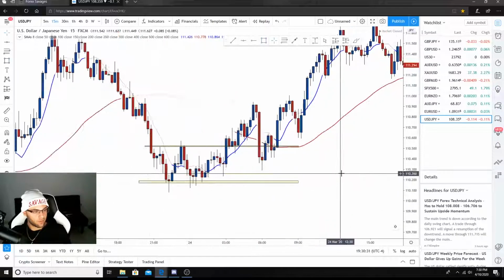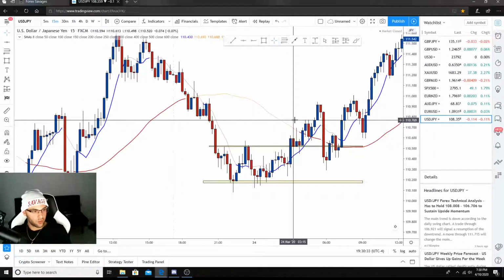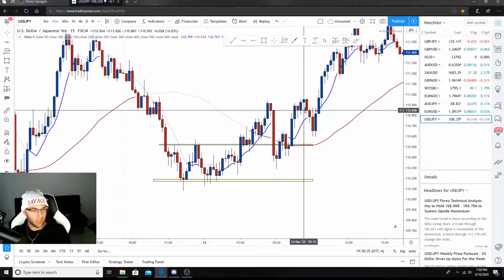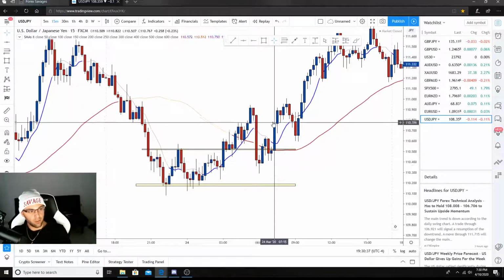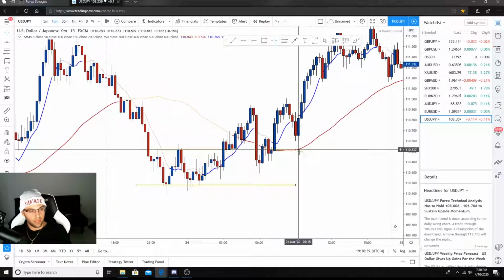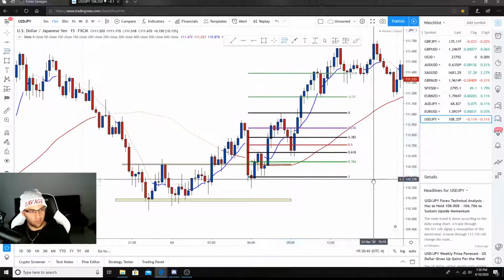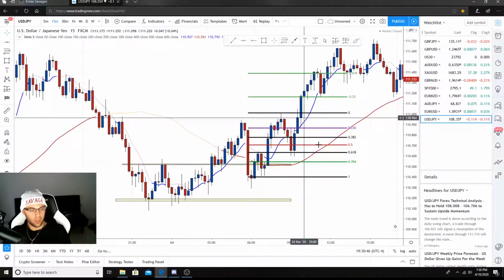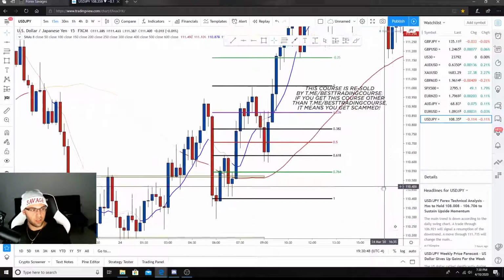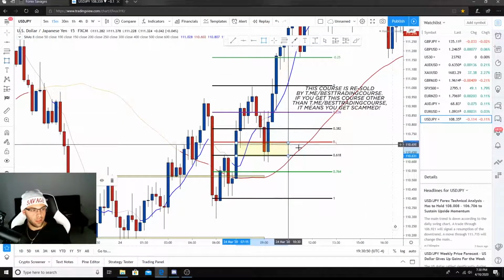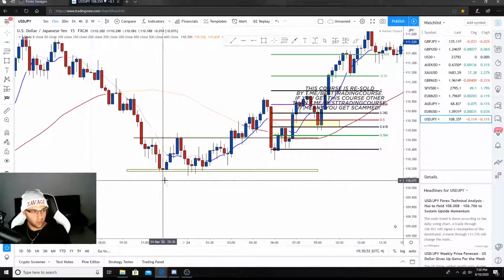Support. Boom, reversal. Kept going up. Then came back down, did the same thing. Boom, close above. Came back down. Fibonacci retracement. Two back-to-back reversals. One here, one here. Second retracement. Fibonacci. So cool.